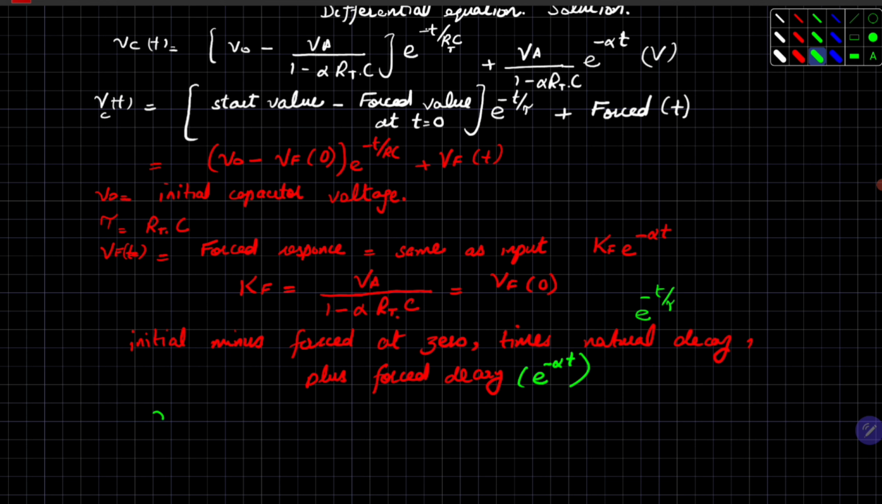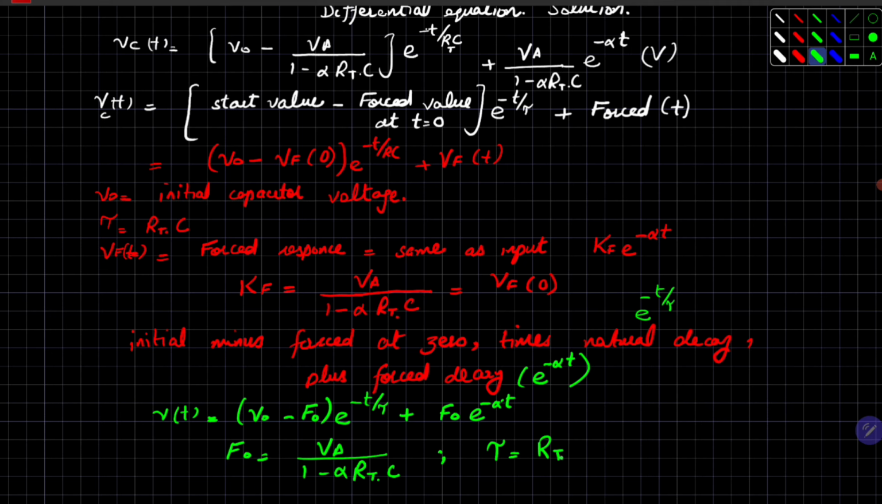Now again, we will write our equation. Vt equals V naught minus F naught, times e raised to power minus t over tau, where tau means RC, plus F naught e raised to power minus alpha t, where F naught equals Va over 1 minus alpha R Thevenin times C, and tau equals R Thevenin times C.